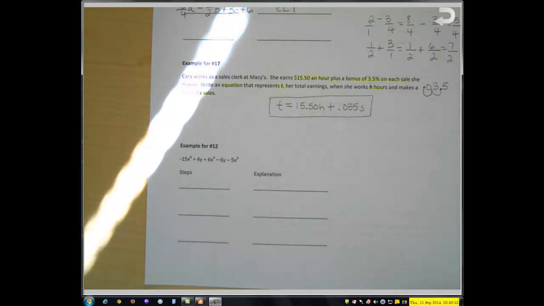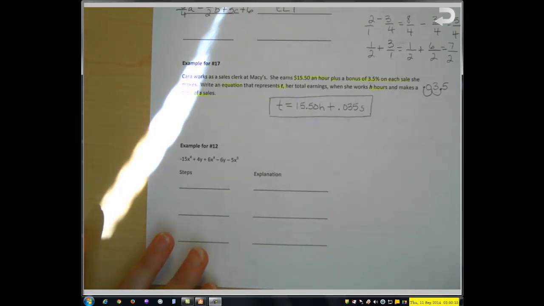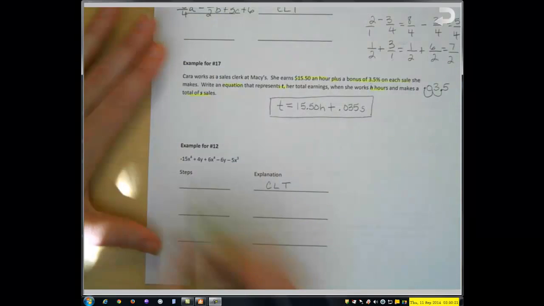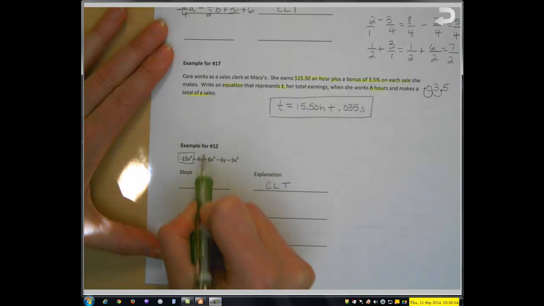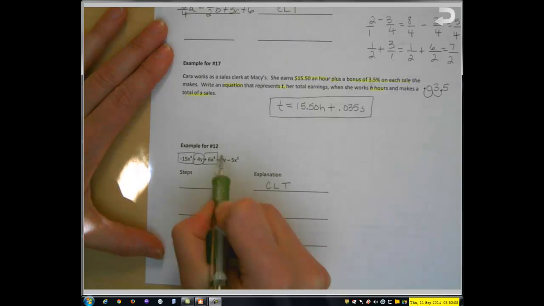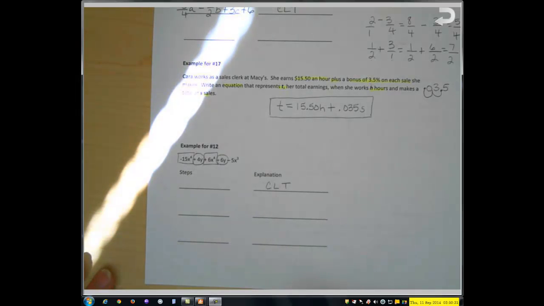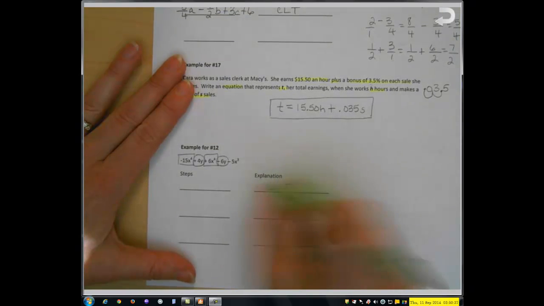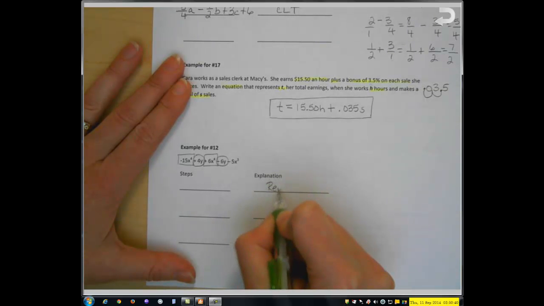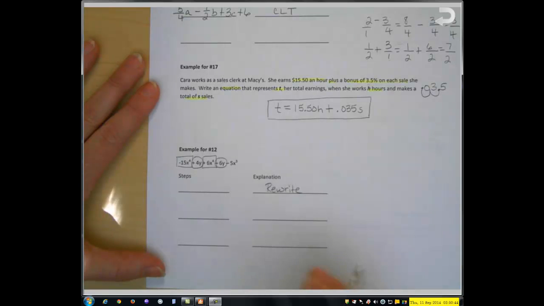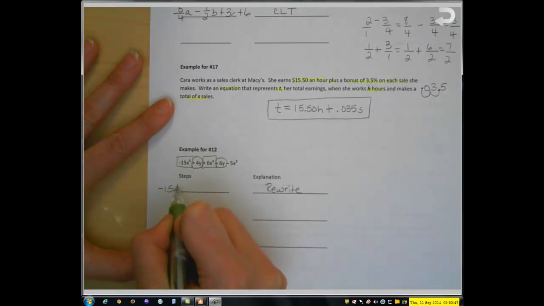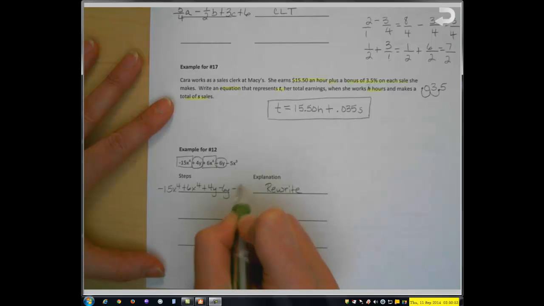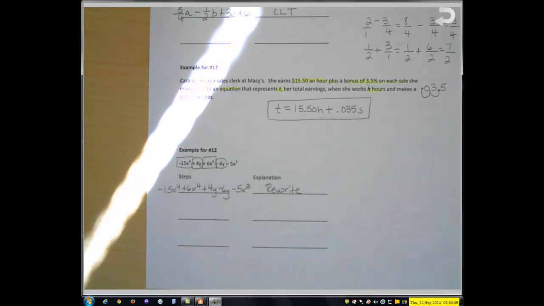Okay, our last example is simply a combining like terms. Okay, so first we need to identify our like terms. So we have x to the 4th, y, and then a negative 5x cubed that does not have a like term. So before we combine like terms, let's rewrite this equation so that the like terms are next to each other. There's the lonely negative 5x cubed.